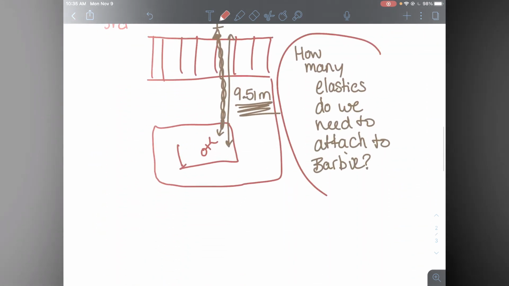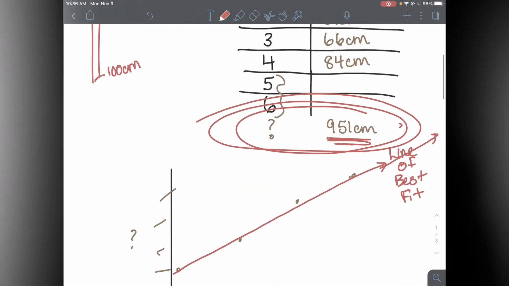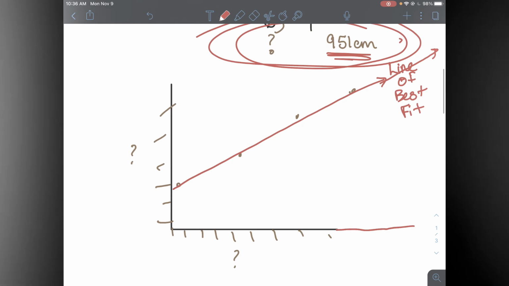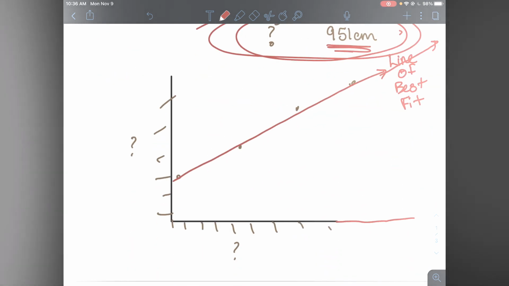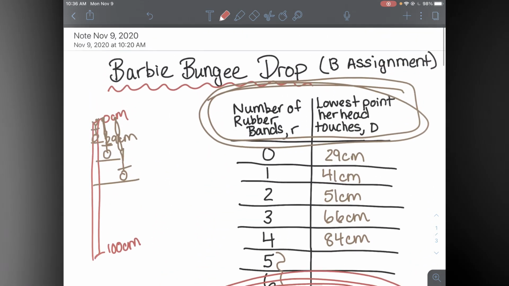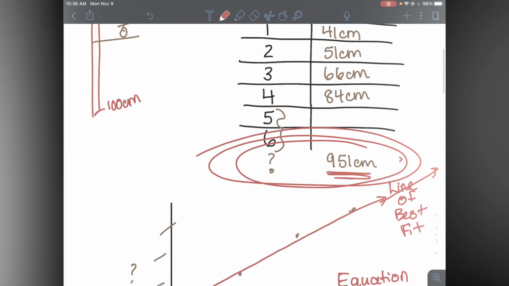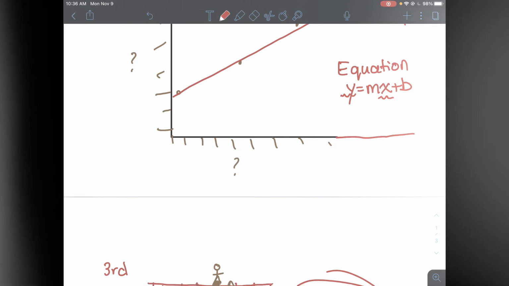So basically you're answering this question: how many elastics do we need to attach to Barbie? And you need to have some mathematical way of showing it. This would be the number one way: to make a table, model it with a graph and a line of best fit, and determine the equation of this line of best fit. Remember, equations of straight lines are always in the format y equals mx plus b. Instead of y and x, maybe you'll want to label it r and d, whichever one you think fits y and x.